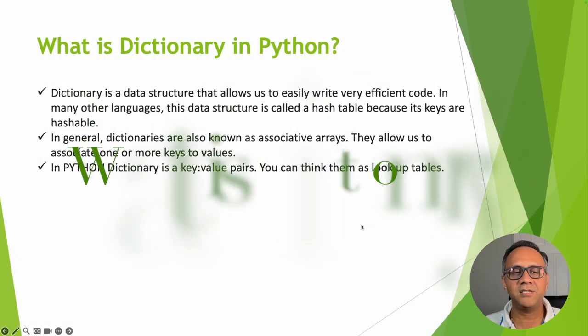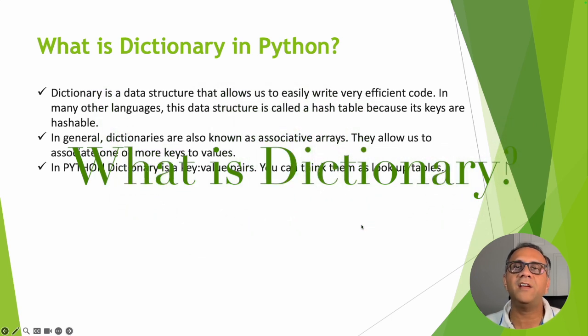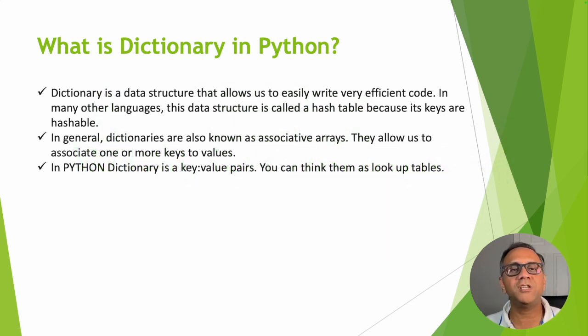A dictionary is a data structure that allows us to easily write very efficient code. In other languages, a dictionary is also known as a hash table because its keys are hashable. It's also known as an associative array. Now in Python, it's known as a key-value pair. You can also think of it as a lookup table.